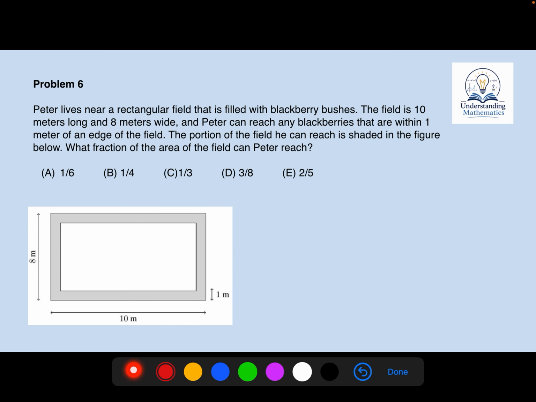Peter lives near a rectangular field that is filled with blackberry bushes. The field is 10 meters long and 8 meters wide, and Peter can reach any blackberries that are within 1 meter of an edge of the field. The portion of the field he can reach is shaded in the figure below. What fraction of the area of the field can Peter reach? So, what are we trying to find? The shaded part over the whole. We have to find the shaded part. We have to find the whole. Put them into a fraction, and then we get the answer.